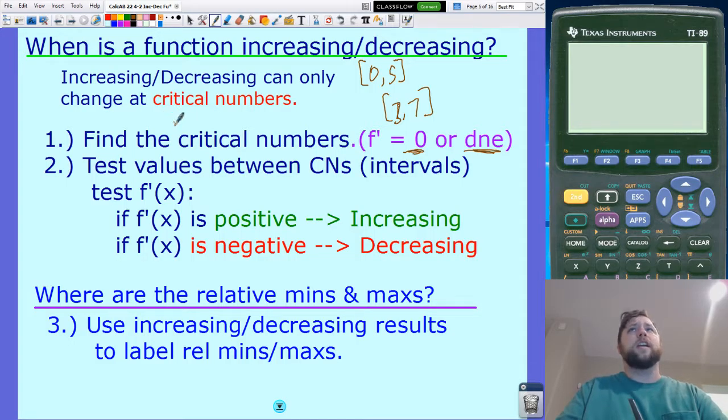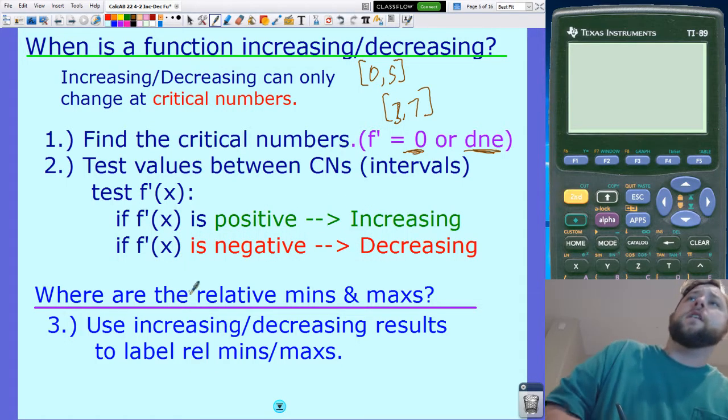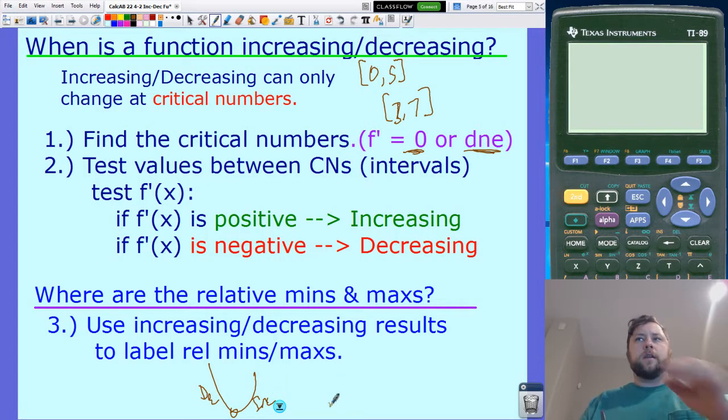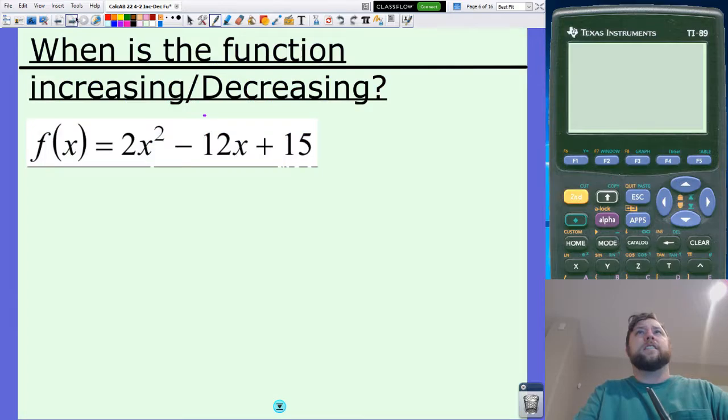So you only have to check in between critical numbers. So test the values and you figure out where it's increasing or decreasing based off of the first derivative, if it's positive or negative. Now, and then you might be asked, well, where are the relative minimums and maximums? So the third step to this is to use where you found the negative and positive to figure out if it's relative min or max. Remember, it's relative min if you go from decreasing to increasing, and it's relative max if you go from increasing to decreasing.